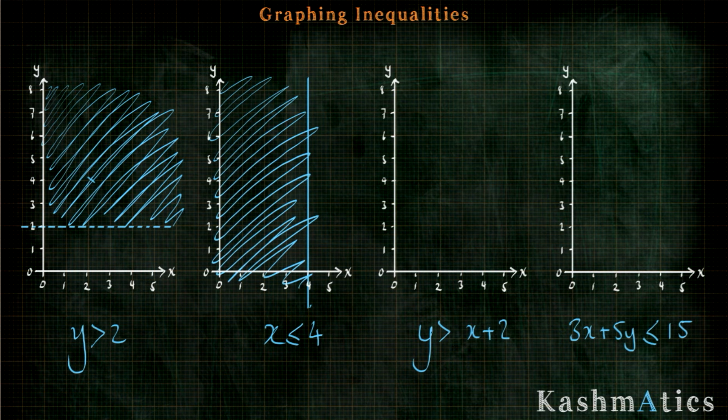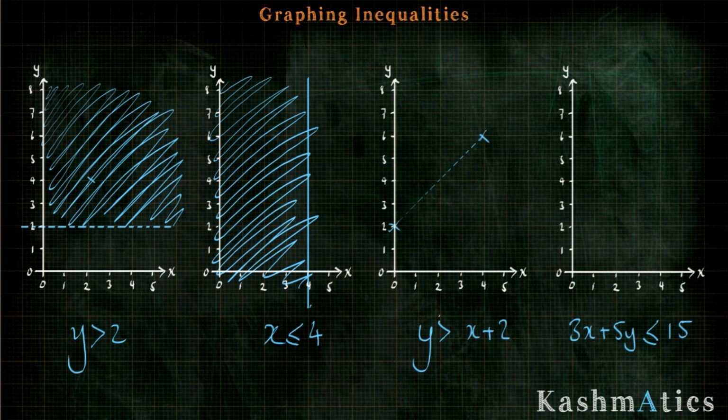For the next one, I've got y is greater than x plus 2. So I need to draw the line y equals x plus 2. So y equals x plus 2 will cross the y-axis at 2, and I just pick another coordinate. So for example, when x equals 4, y would equal 6, and I join those with a line. And because it's only greater than and not greater than or equal to, I need to make that a dashed line.